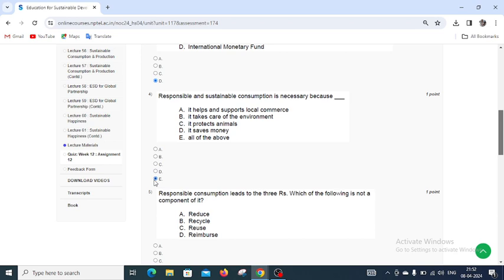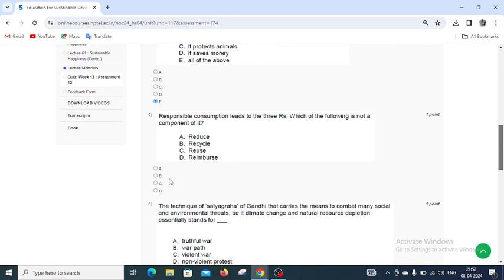Now moving to question number 5, responsible consumption leads to 3 R's. Which of the following is not a component of it? Reduce, recycle, and reuse are the 3 components of 3 R's. Reimburse is not the right answer. So reimburse, D is the right answer for question number 5, that is reimburse.